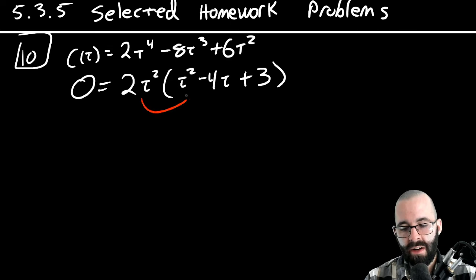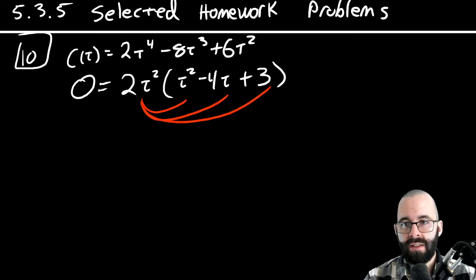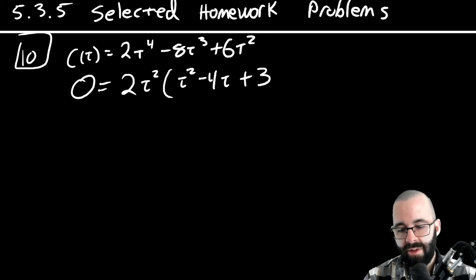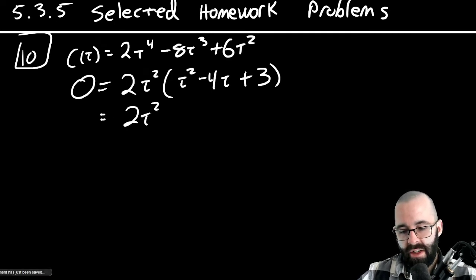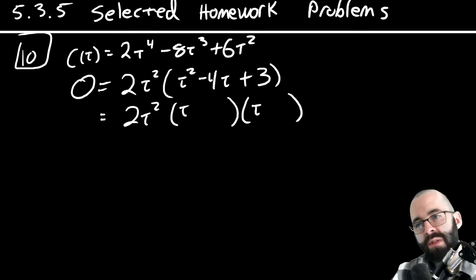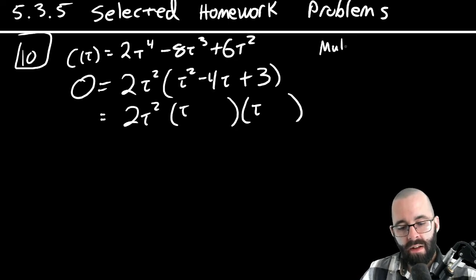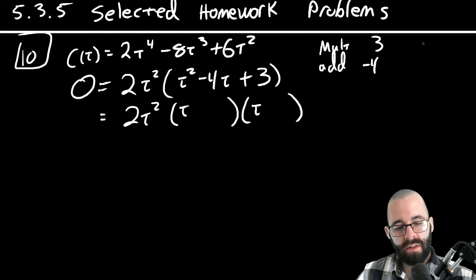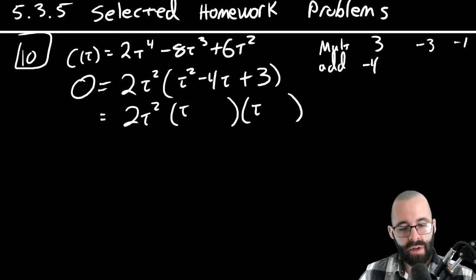Every time you factor, it's a good idea to check this in your head and make sure this works. 2t to the fourth, that's the first one. Minus 8t cubed, yep. Plus 6t squared, great. We factored correctly. And we can keep on factoring. You have 2t squared. Now we have a trinomial with leading coefficient 1. Going to be t and t. And then two numbers that multiply to positive 3 that add to negative 4. That's going to be negative 3 and negative 1.